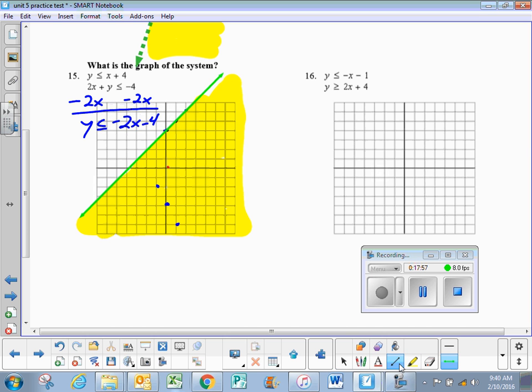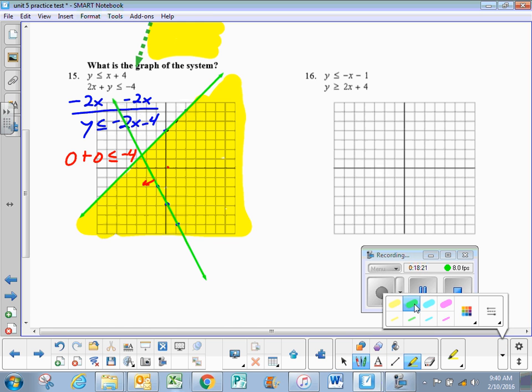And now we just have to figure out which way to shade. So it's going to be like that, and then does 0, 0 work on this one? Is 0 plus 0 less than or equal to negative 4? No. So since that doesn't work, I'm going to shade this way, right? Okay, since 0, 0 does not work. And so we're going to go ahead and shade that. We'll do the cool color thing here because yellow and green make blue.